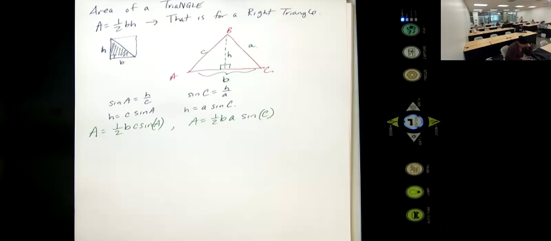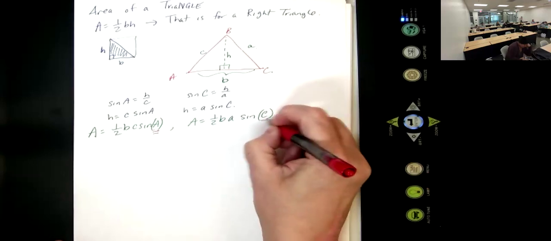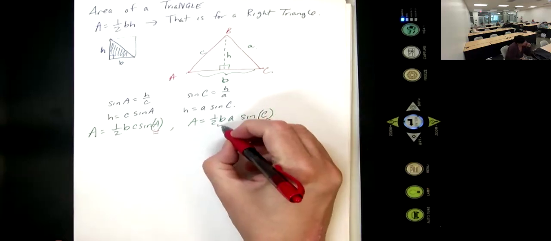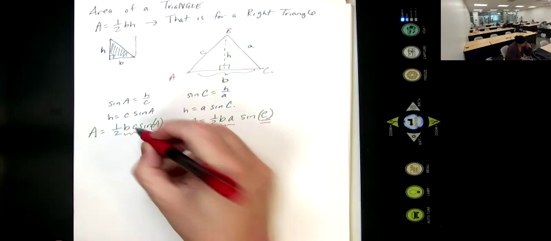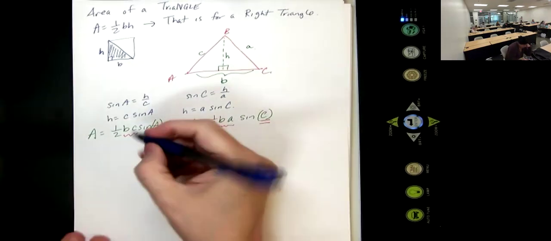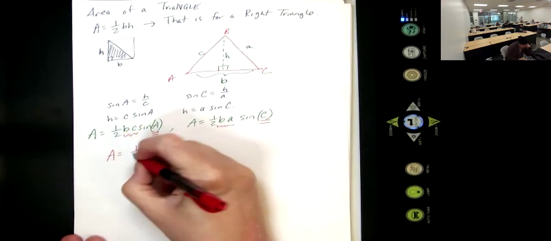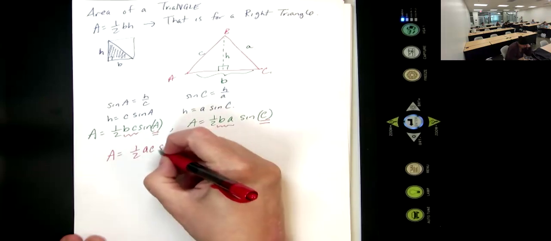And if you'll notice, the angle that is inside is missing on the sides outside. So we have a third option. If we have sine B, I could have 1/2 AC sine B.